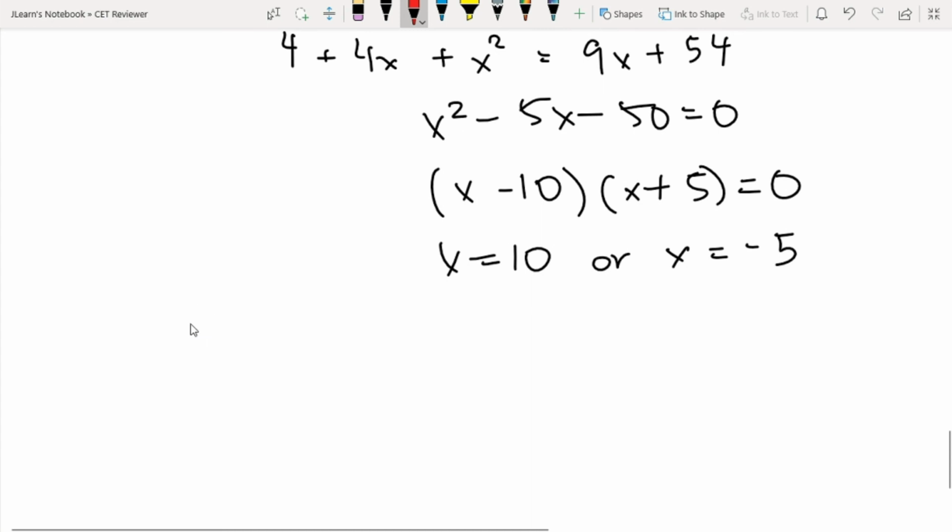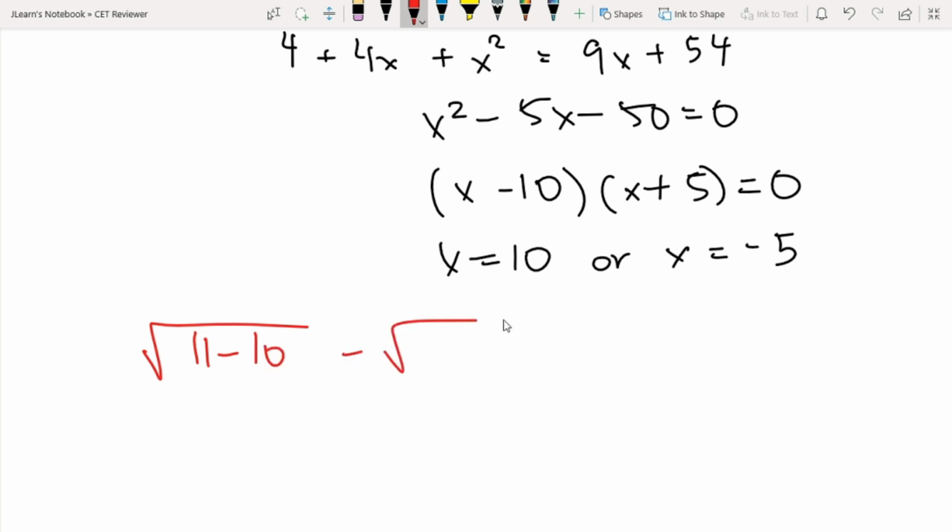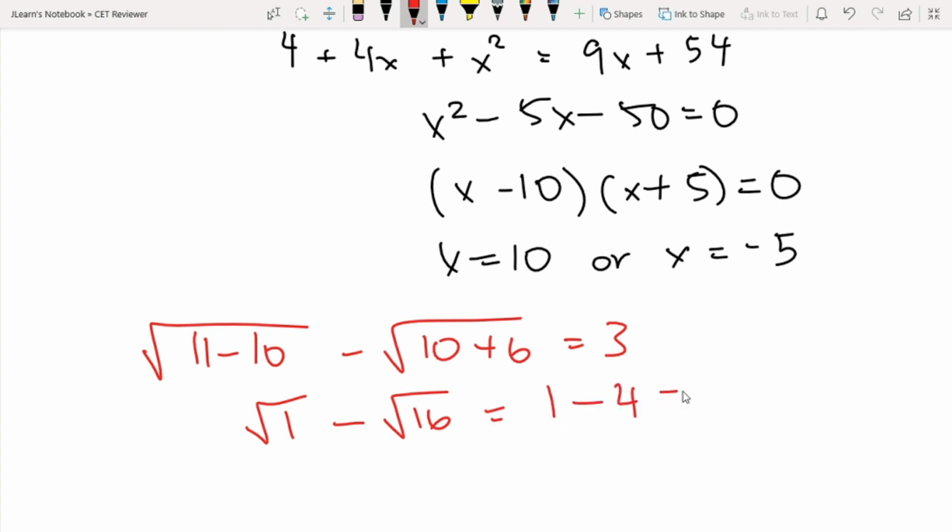So, i-plug in natin yung x is equal to 10 sa original natin na expression, no? So, square root of 11 minus x, so that will become 11 minus 10, minus square root ng 10 plus 6 is equal to 3. So this will become square root of 1 minus square root of 16. This will become 1 minus 4, which is not equal to 3, no? Is equal to minus 3. So, meaning yung x is equal to 10 ay hindi tama. Okay? So, we call that, again, extraneous solution.